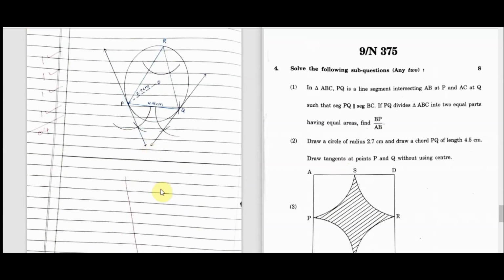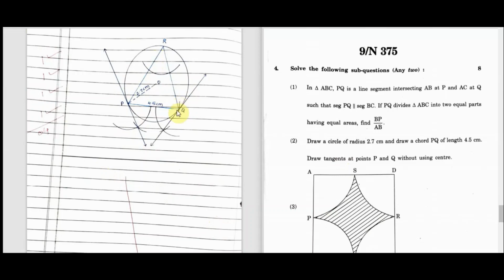Okay, now construction. Now how will you get these 4 marks? So here, drawing a circle with radius 2.7 centimeters. See, this is the radius, and drawing this circle you will get 1 mark. All right. Second, drawing the chord PQ of length 4.5 centimeters. See here, the 4.5 centimeter chord is drawn. You have to show this.